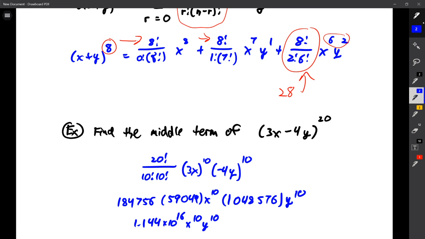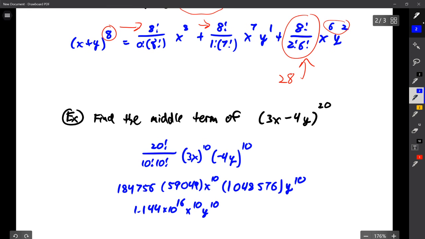Would not have wanted to do that by hand, multiplying this thing out again and again and again until I get it up to the 20th power. All right, that is the binomial theorem. Let me know if you have questions. Hope it goes well.